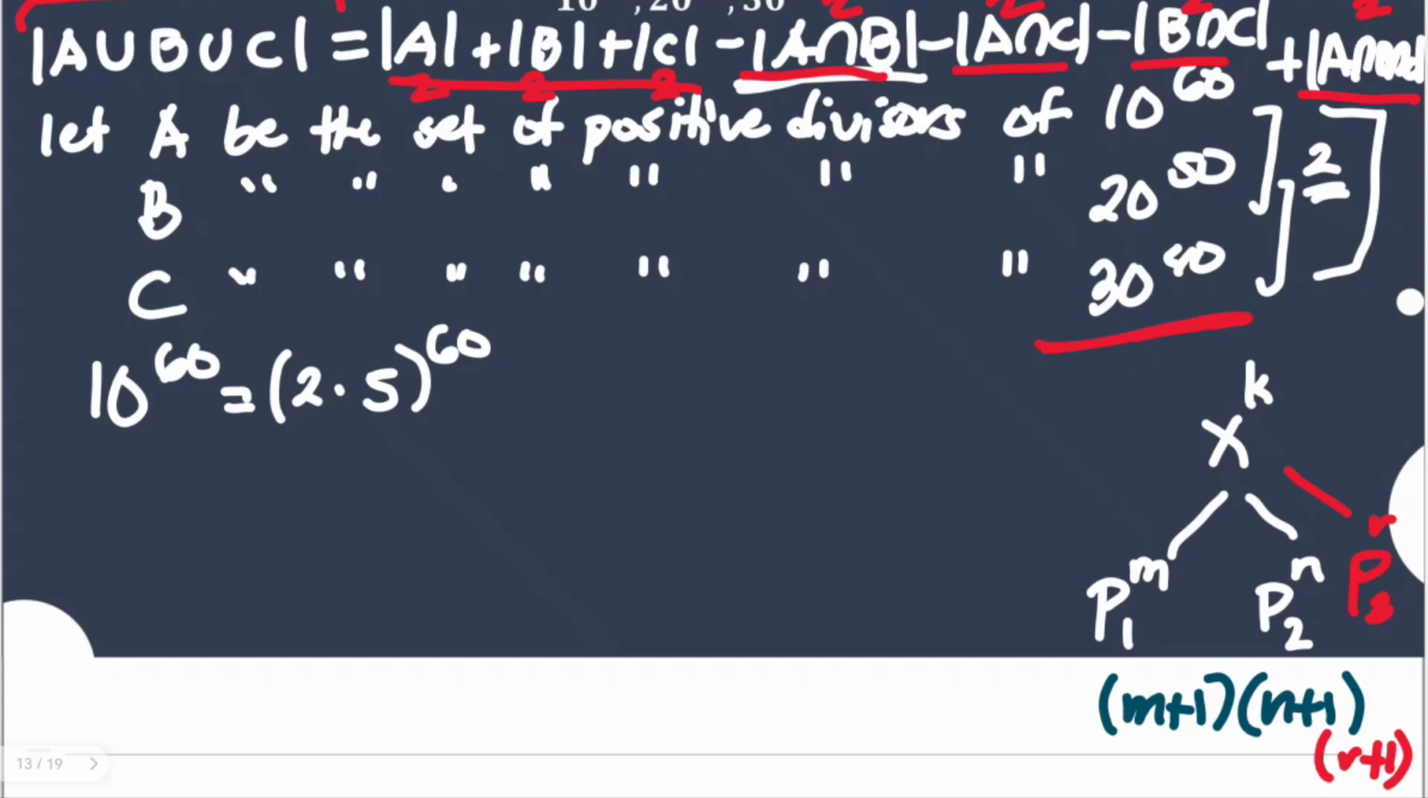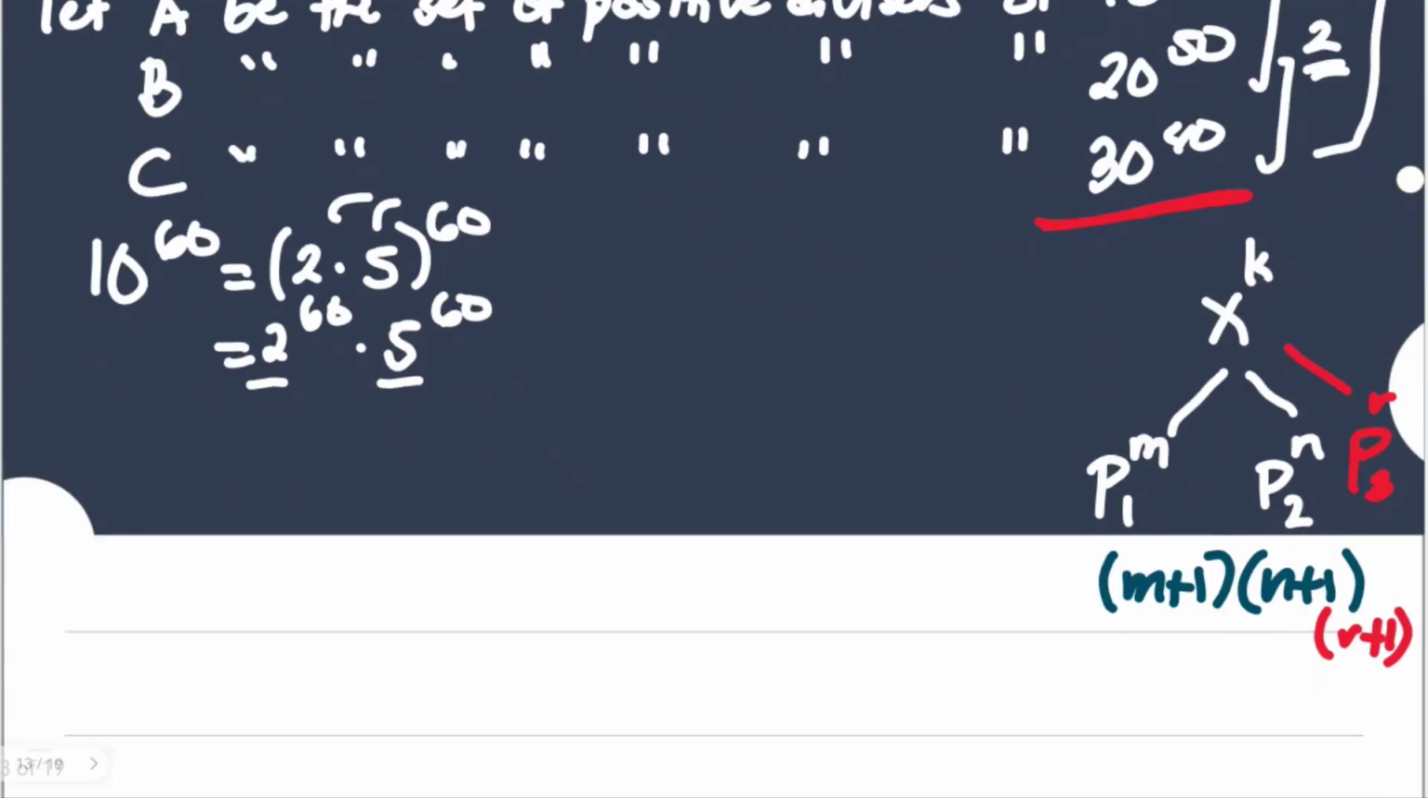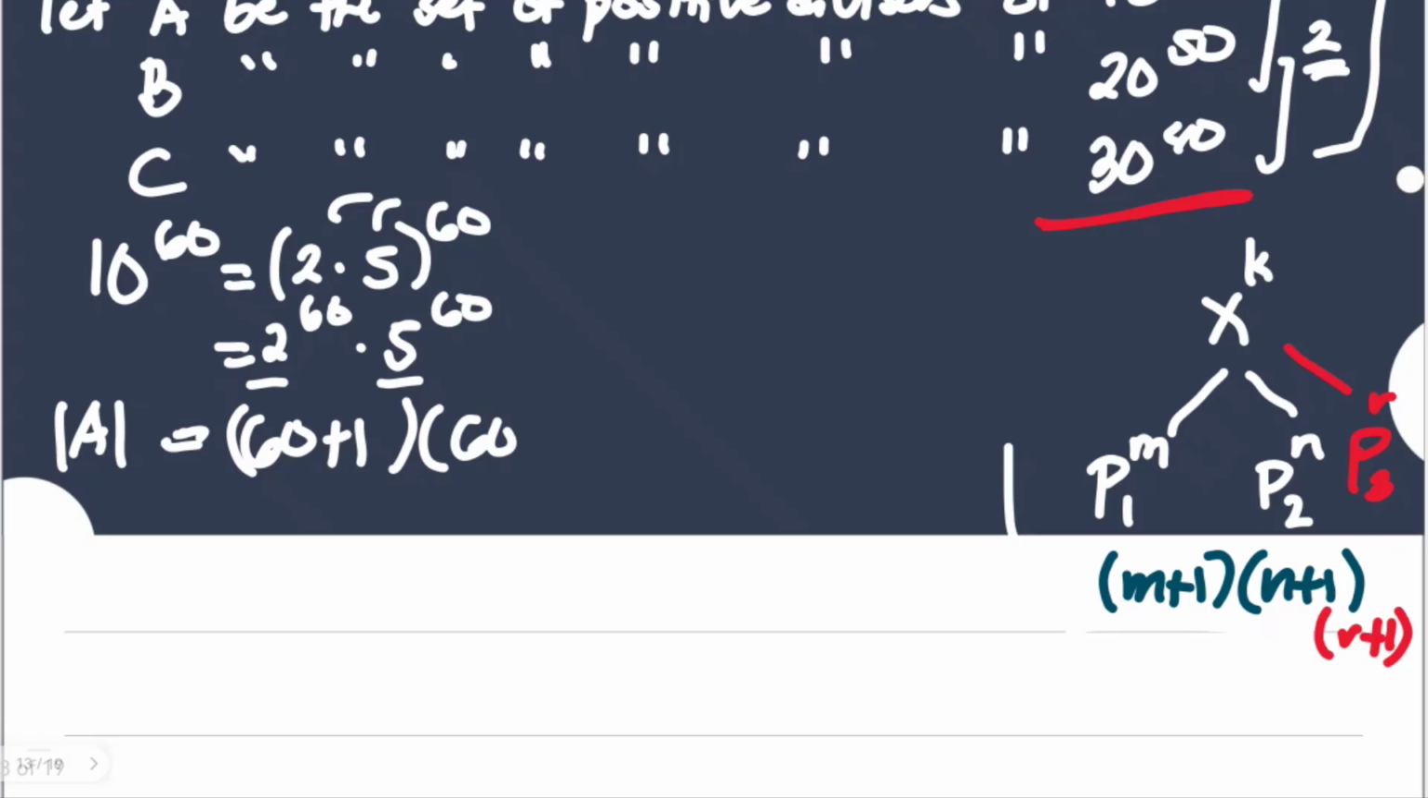Now, if you're going to use the power law, you will have 2 to the power of 60 times 5 to the power of 60. And since they are already prime factors, using the formula here at the bottom, you will have the cardinality of A as 60 plus 1 times 60 plus 1.